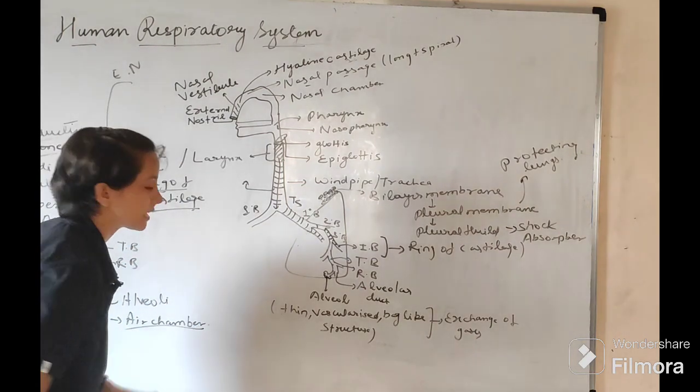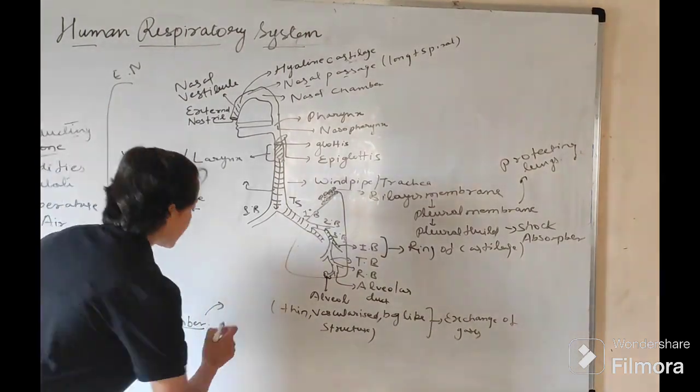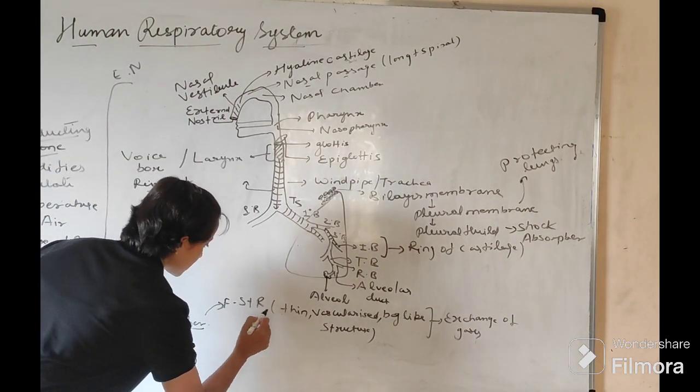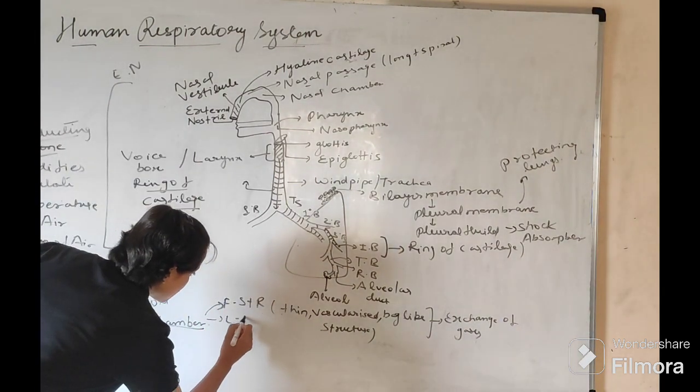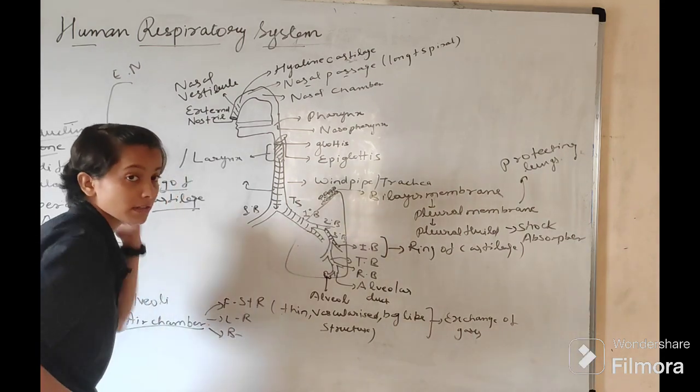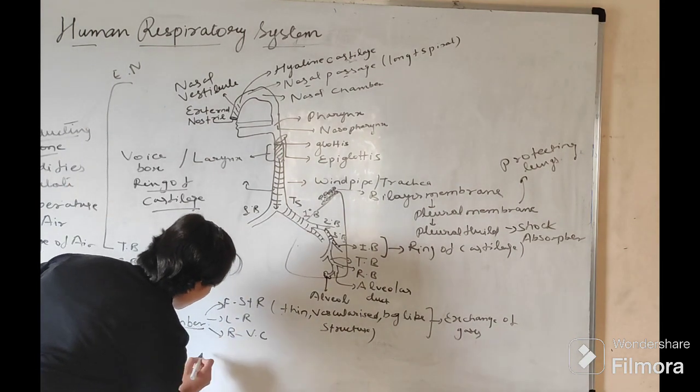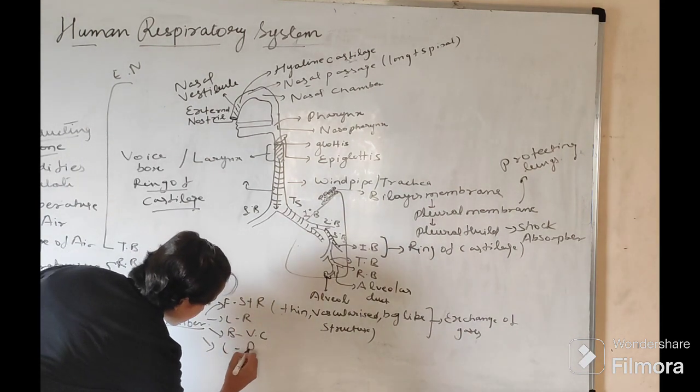Here we can mention that from the front side we have our sternum and ribs. From the lateral side we have our ribs. From the back side we have our vertebral column, and from the lower side we have our diaphragm. Okay.